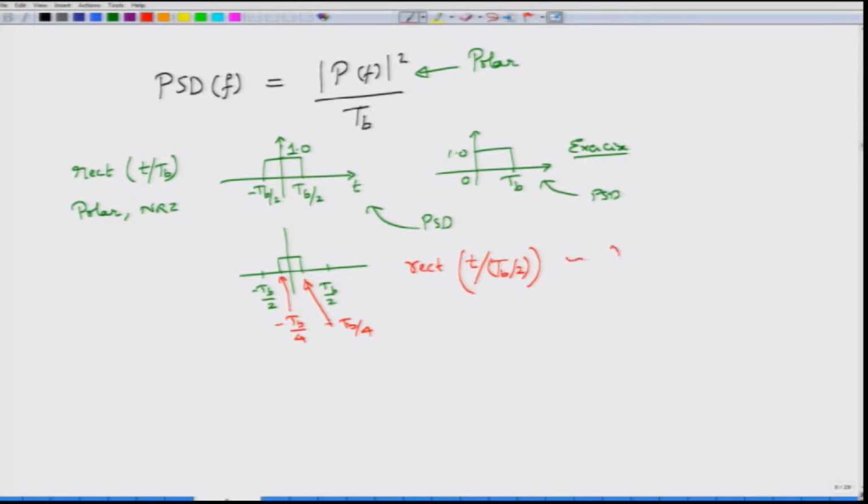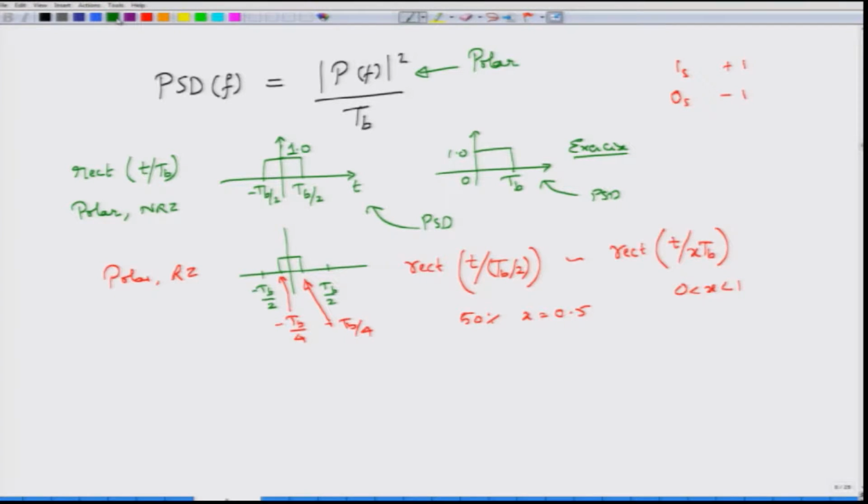So, in fact, you can have a general way of representing this, as a rectangular function of t divided by x into Tb, where x will be a number between 0 and 1. Of course, you can't really have it as 0, then it becomes an impulse and that is not what we are looking at. For a 50% duty cycle, x will be equal to 0.5. So, this corresponds to polar RZ format. Remember, in the polar format, symbol 1 is represented by plus 1 and symbol 0 is represented by minus 1. So, let us evaluate the PSD for both these cases.